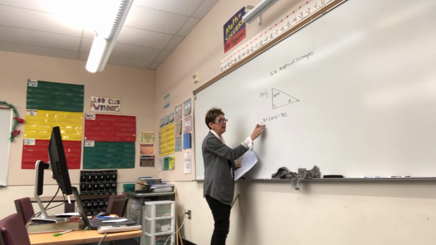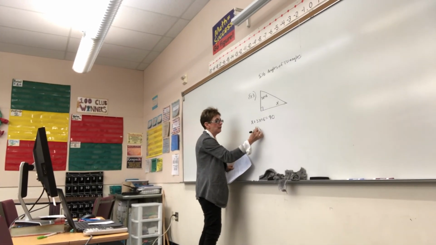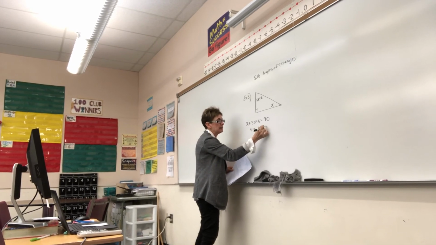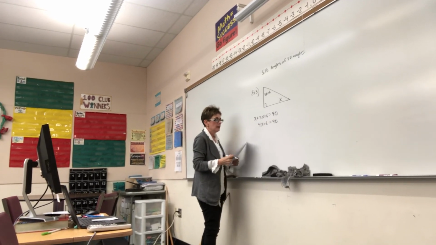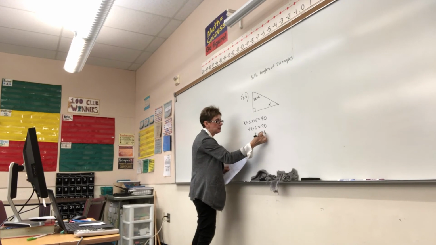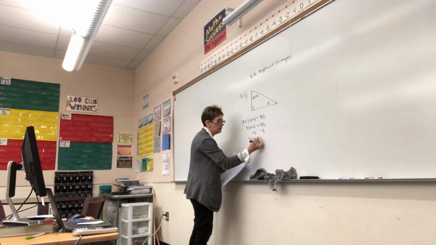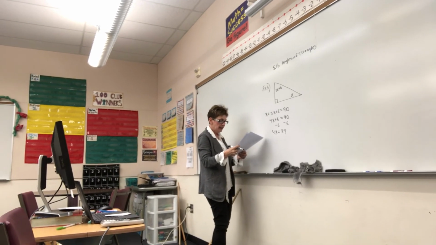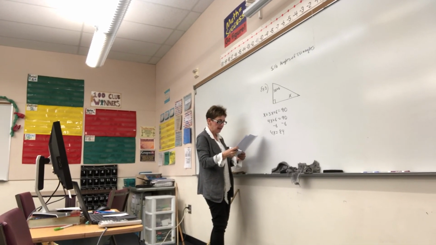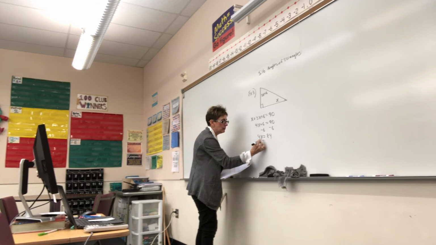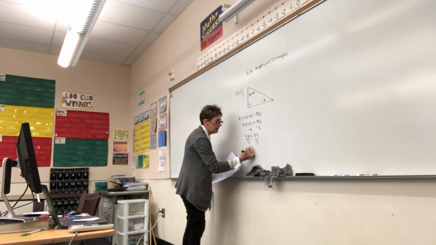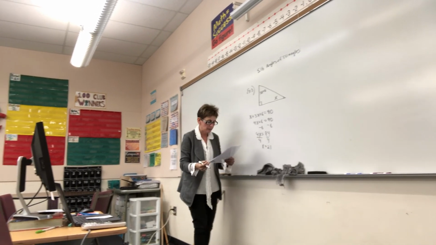Now when I take x and add it to 3x, I get 4x. So 4x plus 6 equals 90. The opposite of adding 6 is subtracting 6. So then 4x is going to equal 84. And then we're going to go ahead and divide by 4 on both sides and get that x is 21.